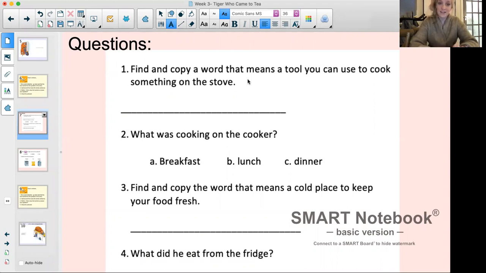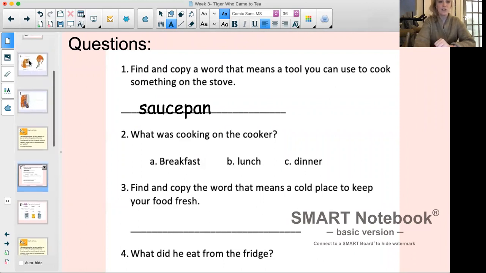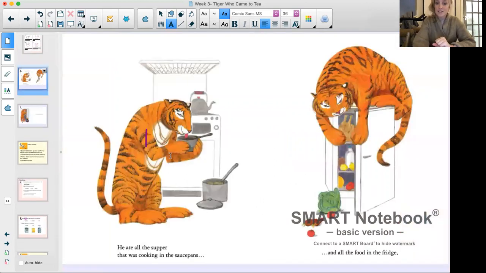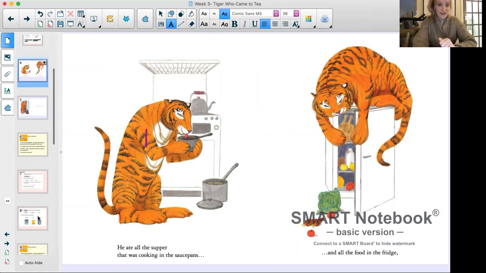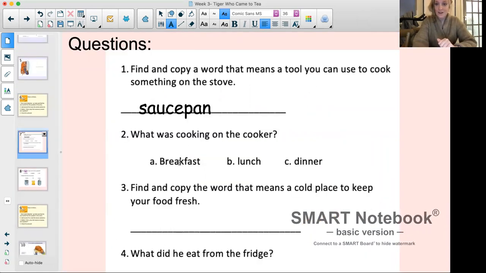All right, welcome back. So question number 1, find and copy a word that means a tool you can use to cook something on the stove. Remember, the stove and the cooker are the same thing. So that would be a saucepan. That's right. And remember, we're finding all of our answers from back in the text. So we should be looking back in the text to find the cooker and use those clues to see what that tool is. And it was a saucepan, like we've talked about in our vocabulary lesson.